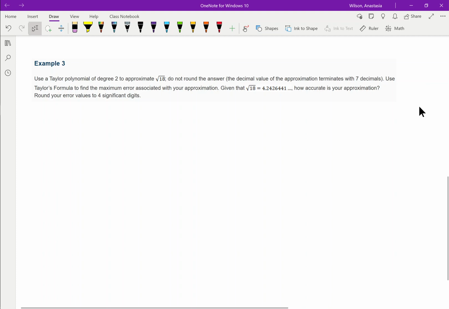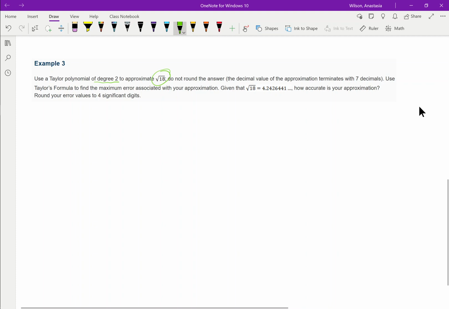Hello, in this video we are working through section 8.8 on applications of Taylor polynomials. In day 2 we're approximating some real numbers using Taylor polynomials, and in this specific example we are going to use a Taylor polynomial of degree 2 to approximate the square root of 18, and the problem says to not round the answer because the decimal value is going to terminate with 7 decimals.